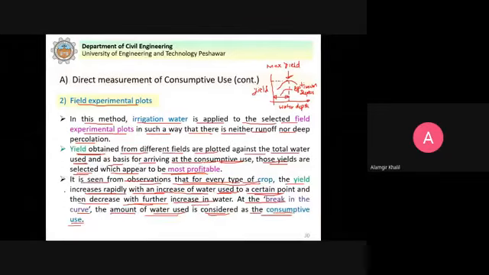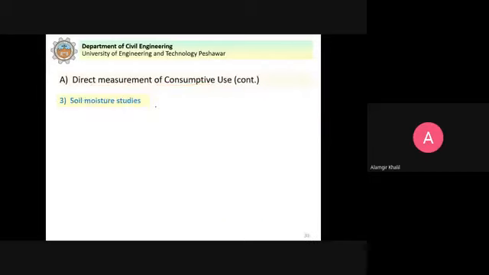We were discussing the direct measurement of consumptive use. We already discussed the field experimental plots. The third method is soil moisture studies.